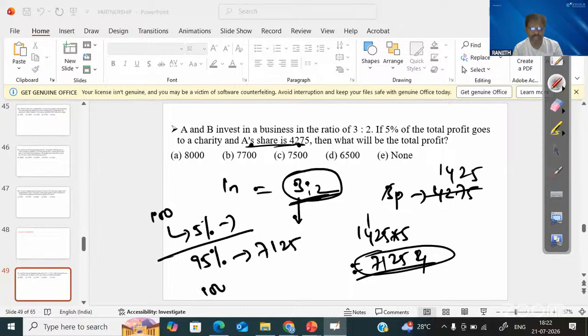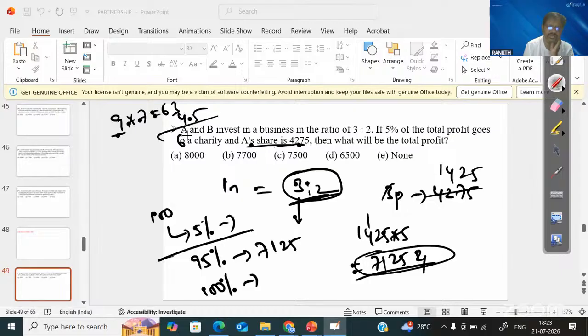We need to find out the 100 percent. So how many times can we cancel? 95 times of 7. 9 into 7 will be equal to 63. 75 is nothing but 0.5 times. So half of 9 will be equal to 4.5, will be equal to 67.5. That is 675. So obviously it is not our answer. It is also not the answer. 77 and 675. So which one is our answer? Just look here.